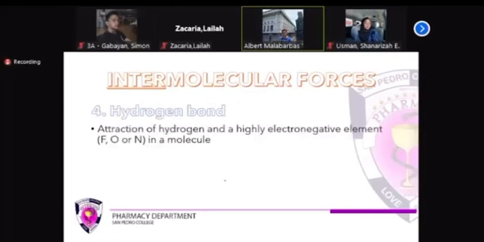Okay, and then the last type of intermolecular force is your hydrogen bond. Hydrogen bond has an energy of around 1 to 8 kcal per mole, so it is stronger. Hydrogen bond is the attraction of hydrogen and a highly electronegative element, either fluorine, oxygen, or nitrogen in a molecule. So again, those are the four types: van der Waals, ion dipole, ion-induced dipole, and hydrogen bond.